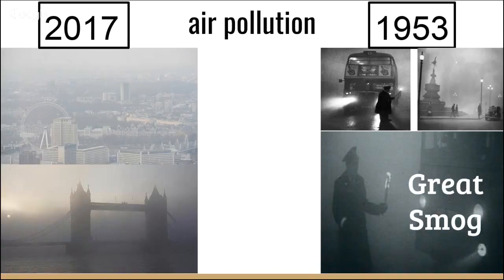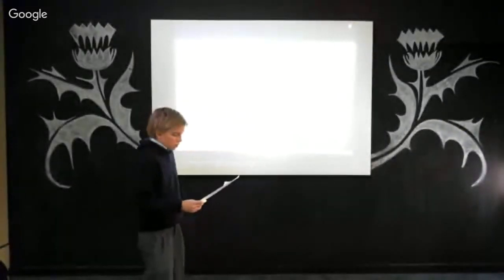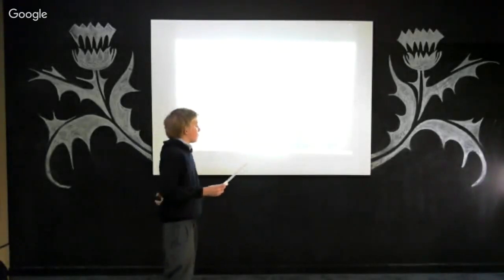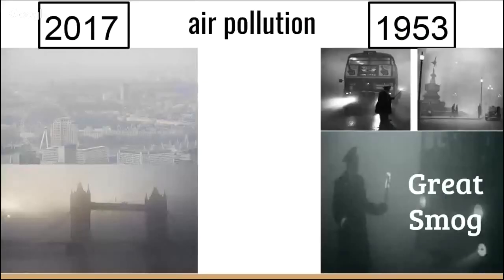This is known as the Great Smog in 1952. The capital was famous for its dirty air before the Great Smog, but the Great Smog took the lives of 4,000 people. And even now, the city lives under a deadly cloud of invisible pollution.